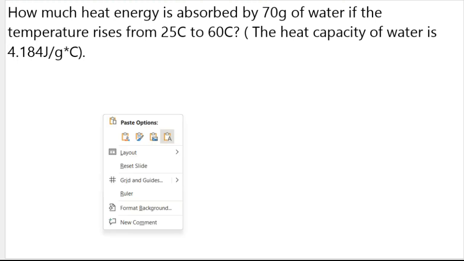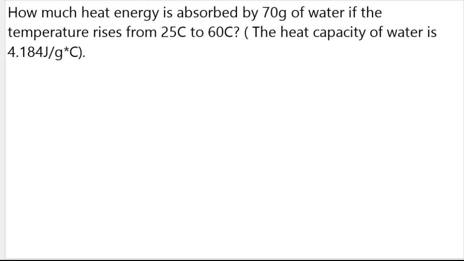How much heat energy is absorbed by 70 grams of water if the temperature rises from 25 degrees Celsius to 60 degrees Celsius? We know this formula: the heat Q is equal to mcΔT. We need to be familiar with this. Q is basically the energy that is absorbed, and m is the mass in grams. Q equals mcΔT is easy to memorize because the delta looks like a triangle.